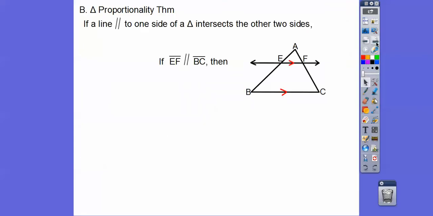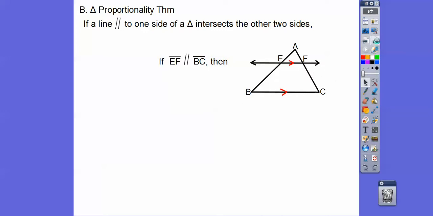So what does that mean, you guys? That just means this: if a line is parallel to one side of a triangle and it intersects the other two sides, then, so here's this segment is parallel to this segment right here.